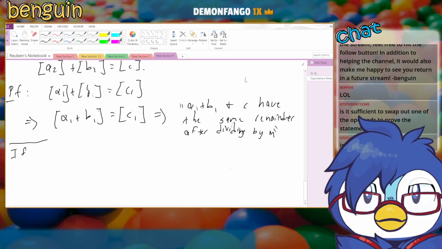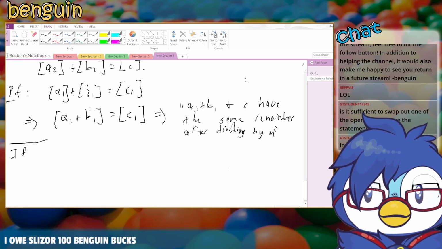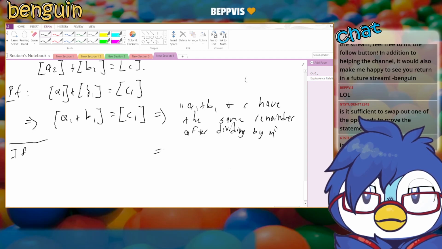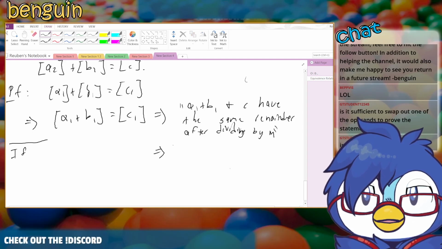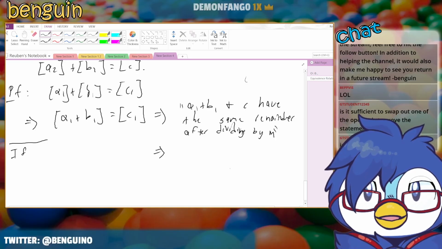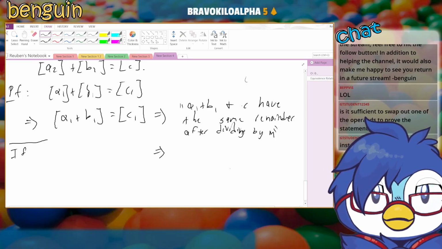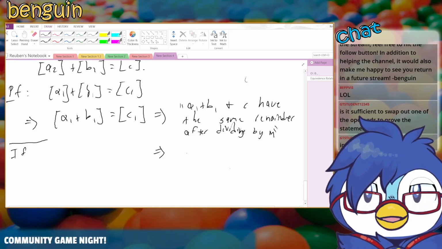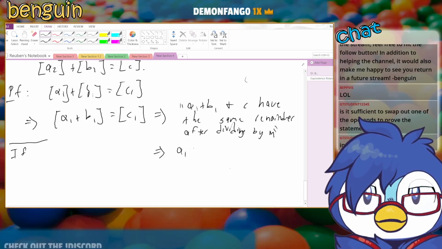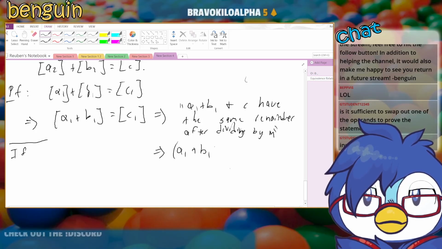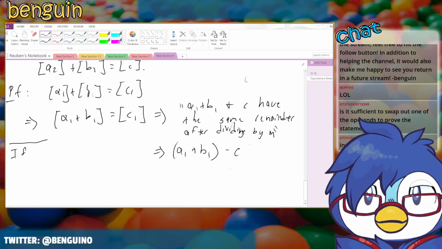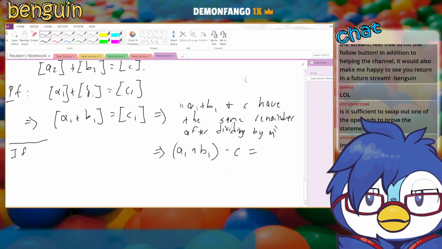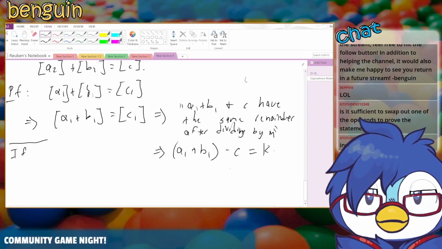But I think the easiest way of doing this, I want to write this. If this claim doesn't make sense, I can elaborate further. But this number and this number having the same remainder, I'm going to claim that if this is the case, then A1 plus B1 minus C is some multiple of m, right? So I'll just say this is Km.